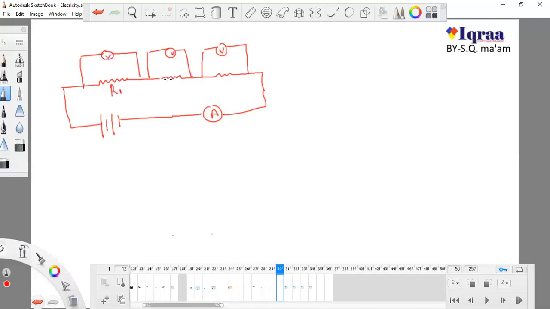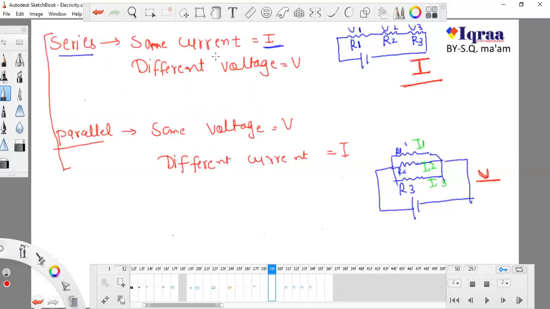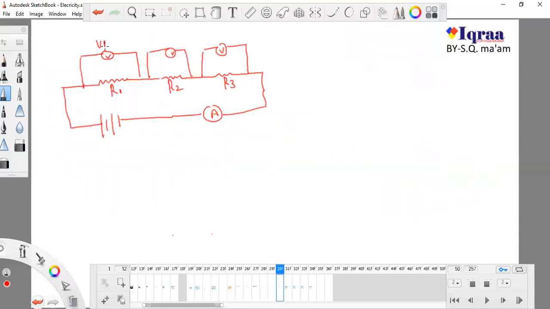Now these are resistances R1, R2 and R3, and for these resistances we studied a rule that in series the voltage will be different, so there will be different voltages, that is V1, V2 and V3. Now if I have to find the voltage, someone asks me to find V. My question asks me to find V and my question asks me to find I. So I will be the same all over. And for V, I have to do something. What should I do?